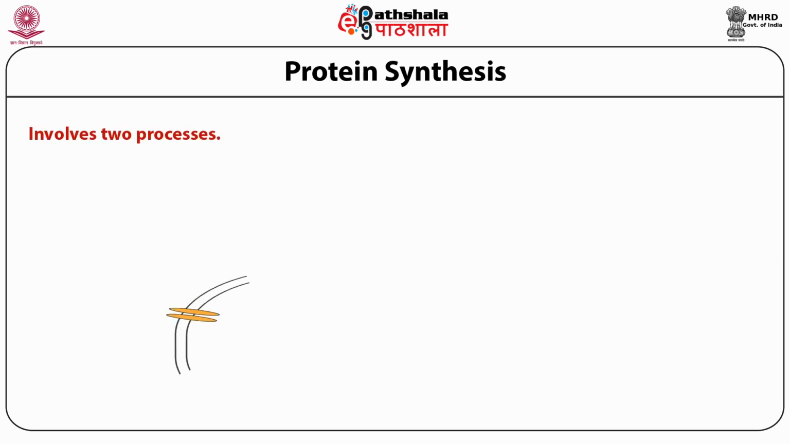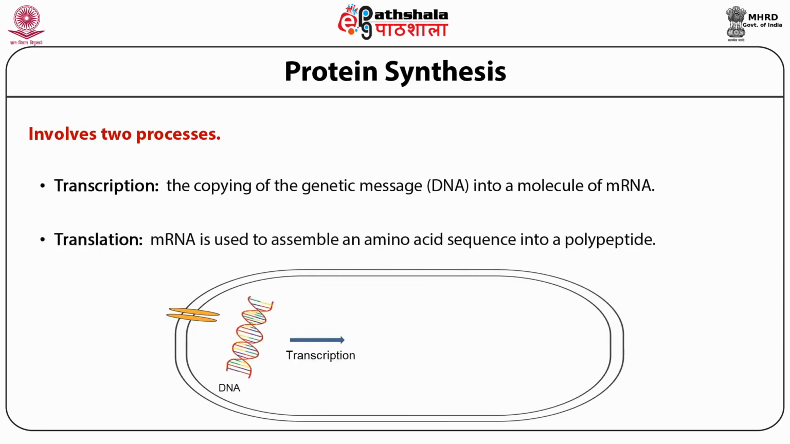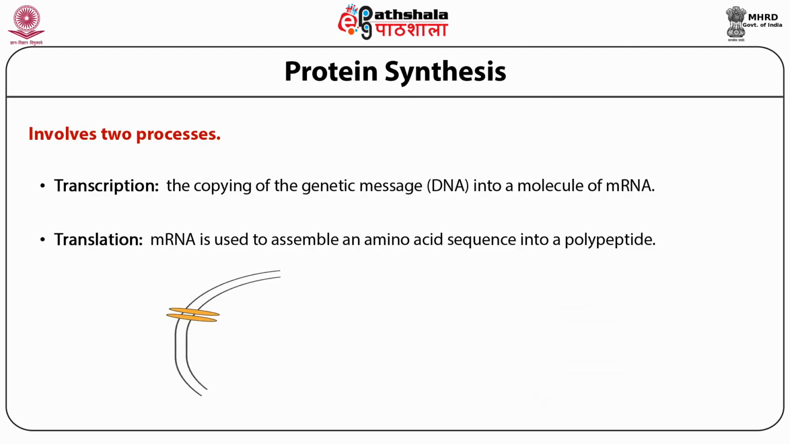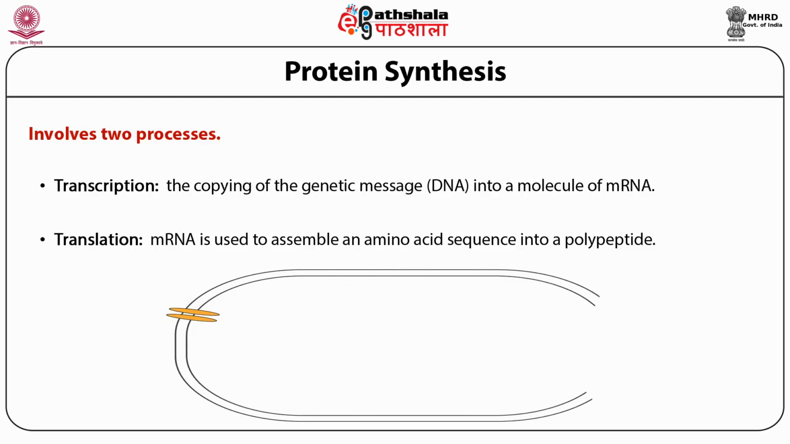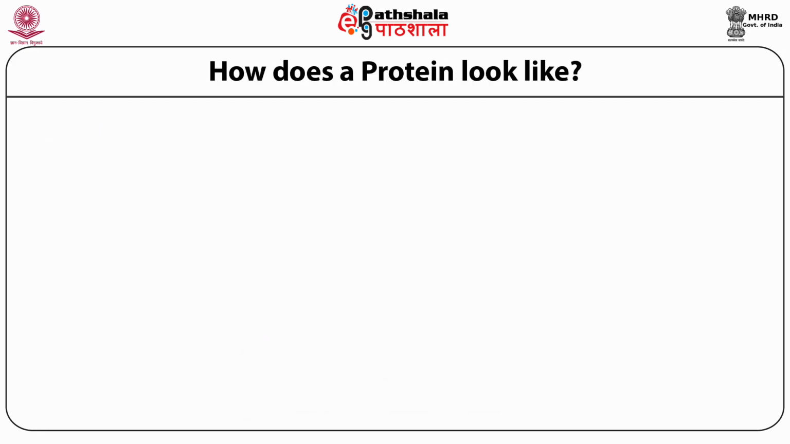How does protein synthesis take place in the cell? It involves two major processes: one is transcription and the second is translation. In transcription, the genetic message in DNA is copied into a molecule of mRNA using RNA polymerases. Once the mRNA forms, it comes out of the nucleus and reaches the ribosomes. At the ribosomes, using the translation machinery, the mRNA is translated into polypeptide chains or proteins. The proteins come out of the ribosome and fold into different structures, and they can act as molecular machines.